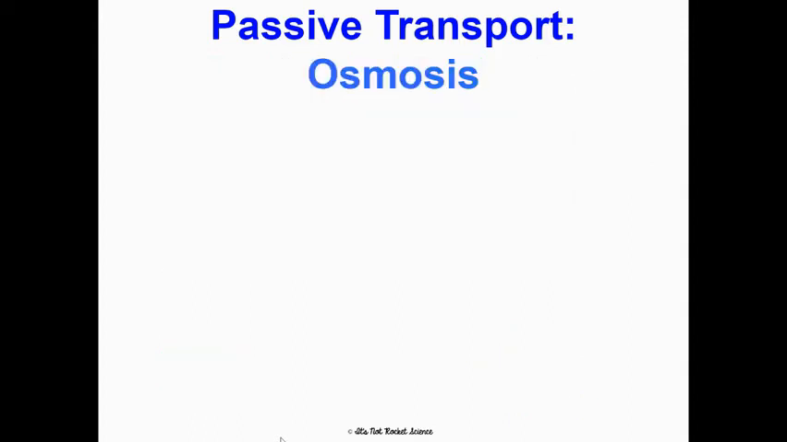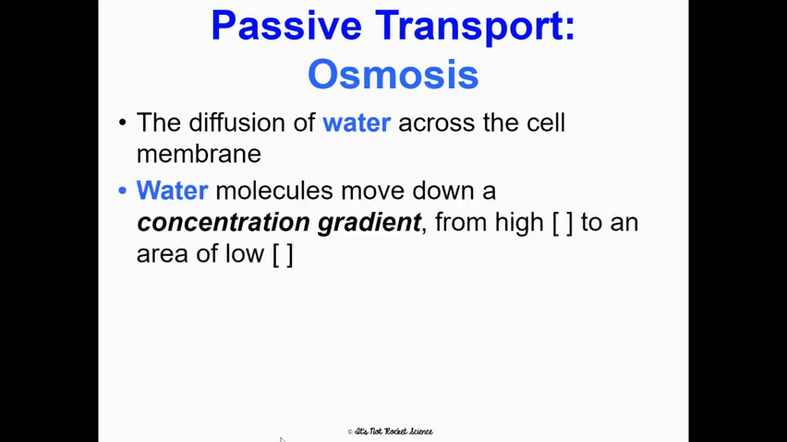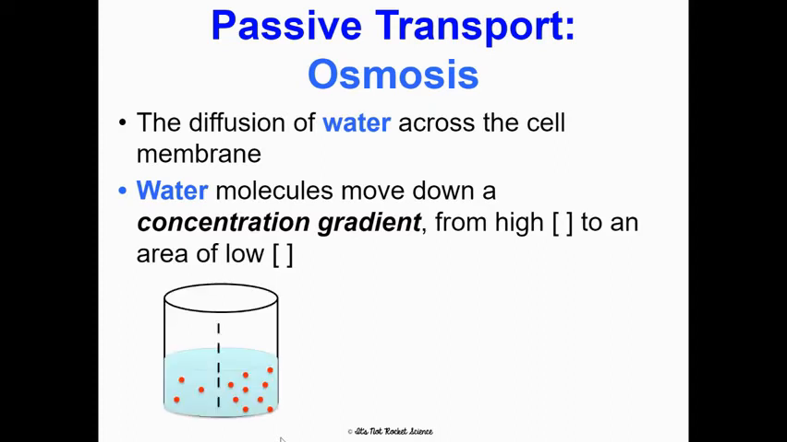All right, last type of passive transport, and we'll actually spend quite a bit of time looking at osmosis in a lab later this week. Osmosis is the diffusion of water across the cell membrane. So instead of the solute moving, the thing that is dissolved, now we're essentially talking about the solvent, or the water, being the thing that's going to move instead. And water molecules in osmosis are still going to move down their concentration gradient. So they're going to go from the area of high concentration, so the area with lots of water, to an area of low concentration, little water.